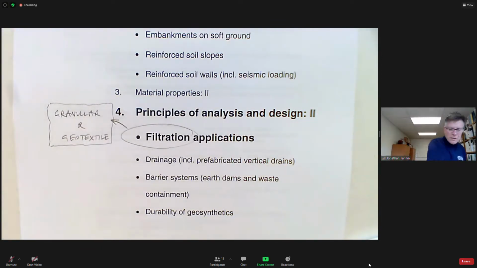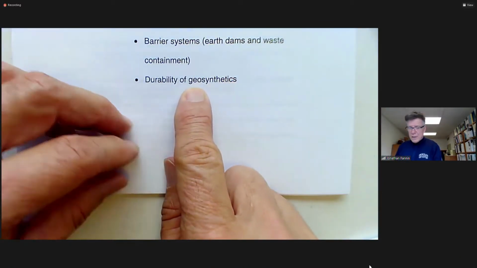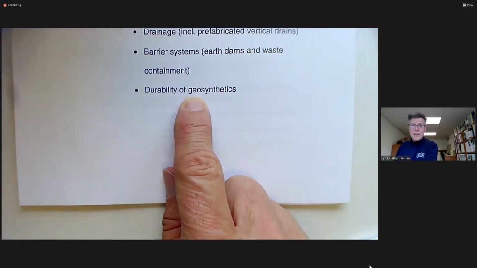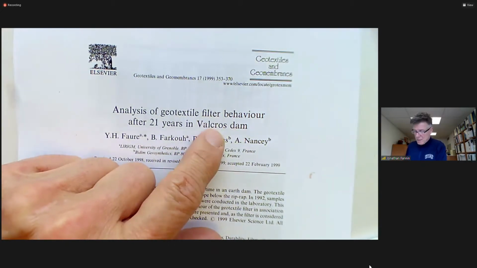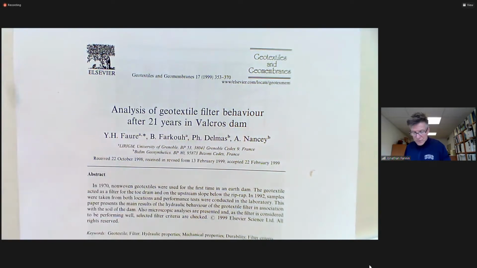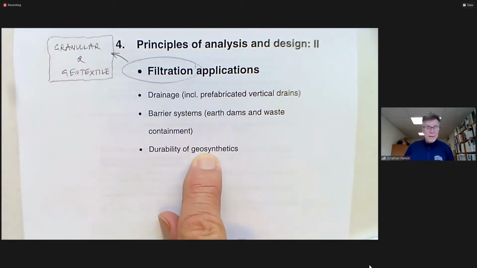But I raise those issues because when it comes to the last lecture on durability of geosynthetics, it's my intent to speak to durability of geogrids in reinforced soil with regard to a case study of exhuming materials. It's my intent to speak to geotextiles in earth dams and do so with regard to the Valcross Dam. I've actually had the privilege of visiting Valcross Dam. And then I have an article on barrier systems and the durability of geomembranes in barrier systems.